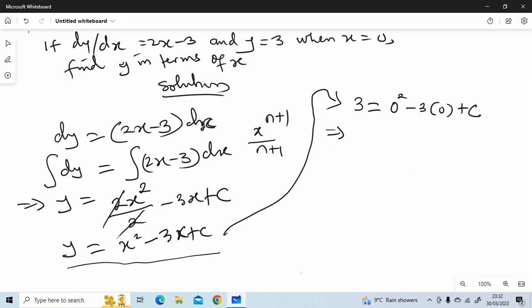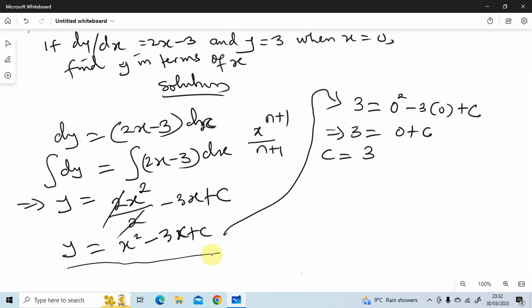So this is the same thing as 3 is equal to, remember that 0 squared is 0. 3 times 0 is 0. So 0 minus 0 is 0. So I will now have 0 plus c. So c is the same thing as 3, because this is 0. So c will be equal to 3.